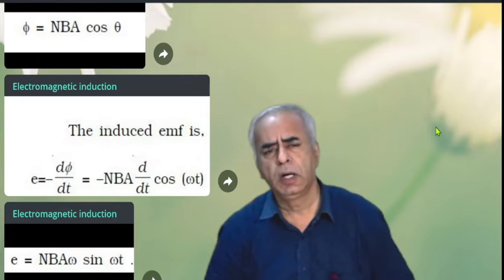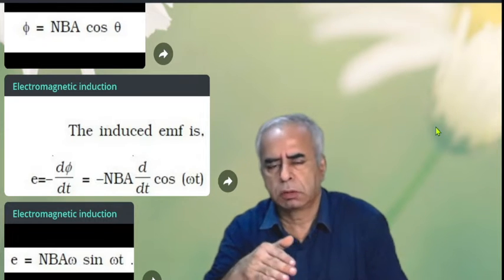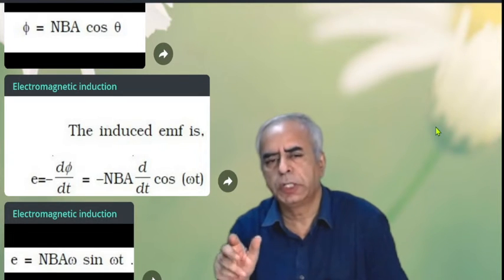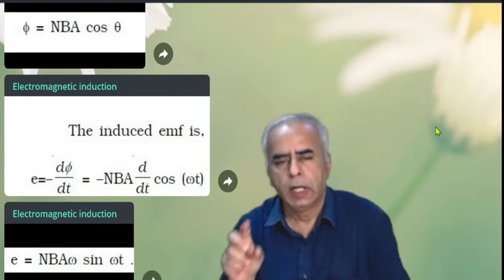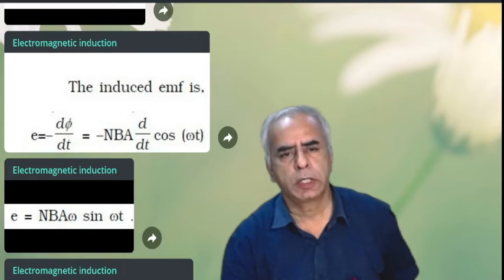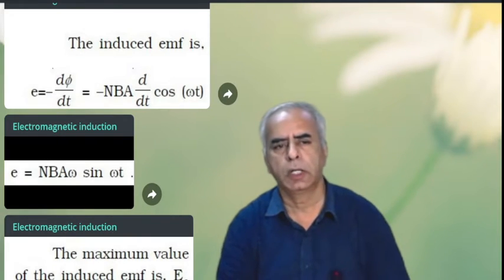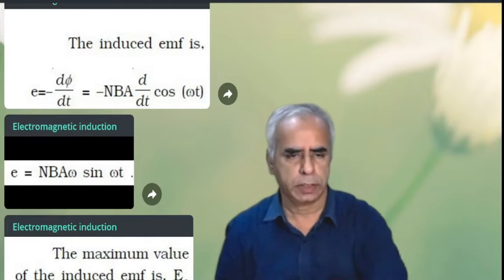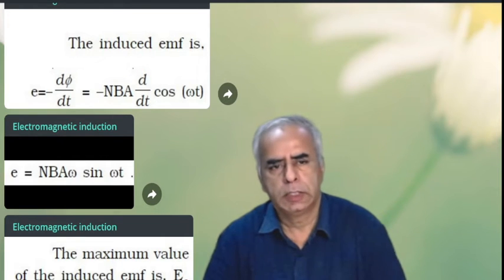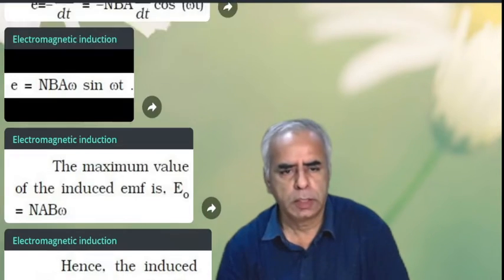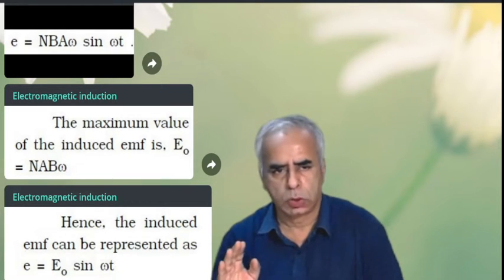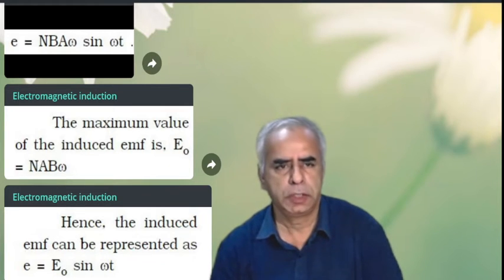And why did I keep NBA outside the differentiation? Because these are constants. We maintain these as constant. We are going to disturb only the orientation of the coil, the theta of the coil, and that is why we have put it under differentiation. So for cos omega t, we already have the formula: on differentiation you get omega sin omega t. So you are able to get E is equal to NBA omega sin omega t. Are you able to follow? Then the maximum value of the induced EMF is E naught is equal to NABω.